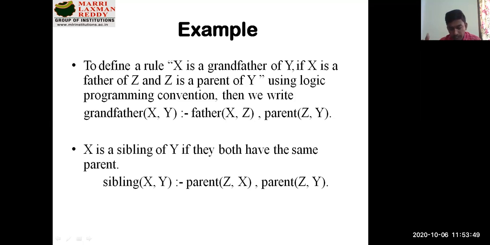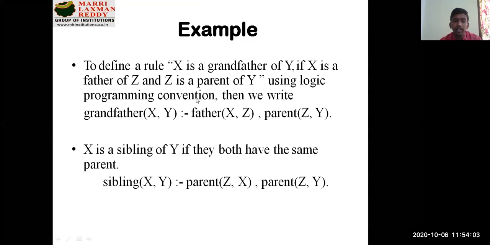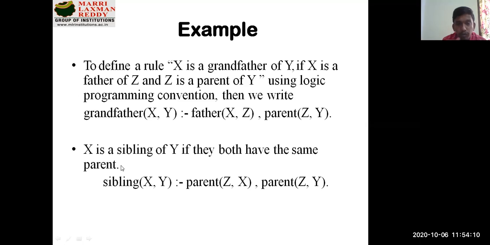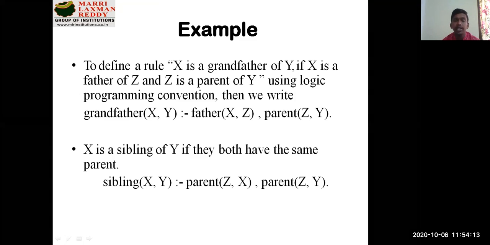Even from an examination point of view, whenever you are asked about the Prolog language, you might be asked to develop some rules according to the given premises or statements. The next statement you can see: X is a sibling of Y if they both have the same parent. That is a valid statement in English. It can be represented as sibling of X comma Y if parent of Z comma X, parent of Z comma Y. Here Z is the parent and X comma Y are the children. That is a very simple rule we can define.